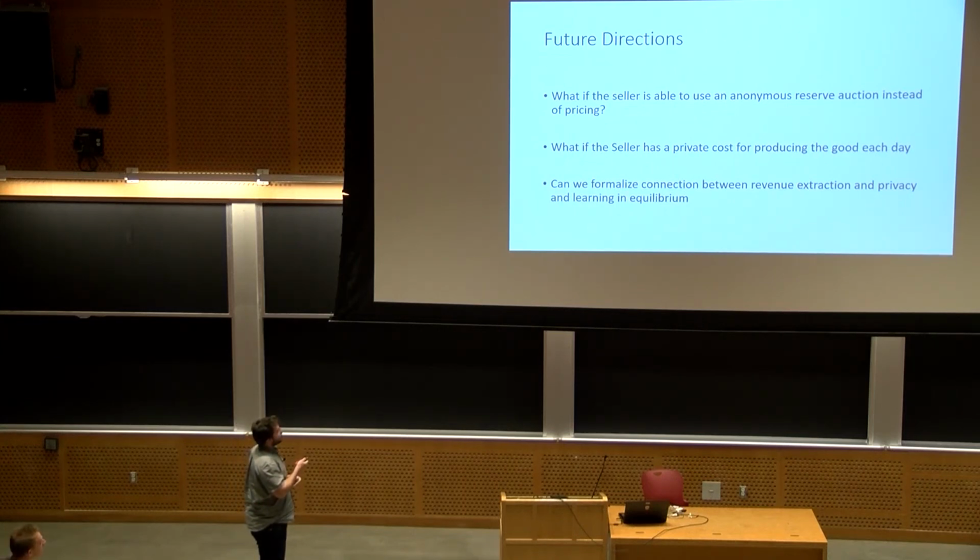And what we would like to do is formalize this connection between revenue extraction, learning in equilibrium, and privacy. Because here, when the buyer was the only person in the game, the concern of privacy was so important. The reason why there was not enough revenue was that the buyer did not want to reveal that information. Once the second buyer was introduced, their information was not that valuable. Therefore, they were willing to reveal it. So yeah, with that, I would like to thank you.